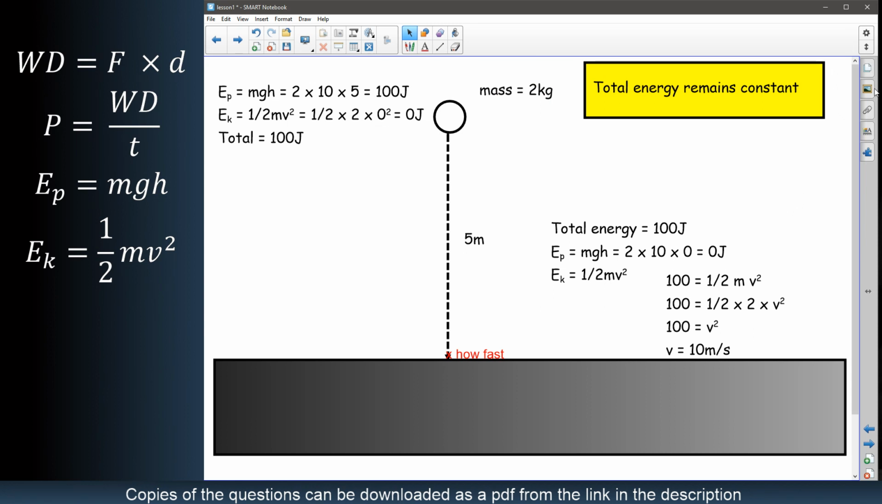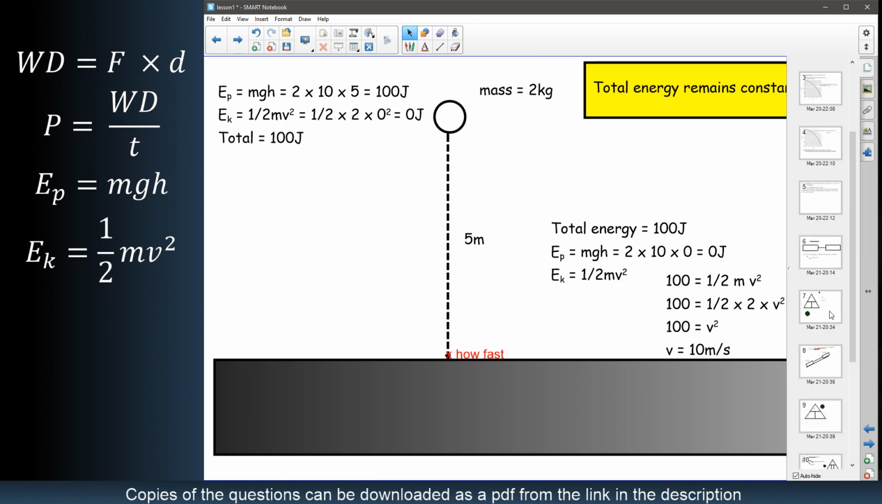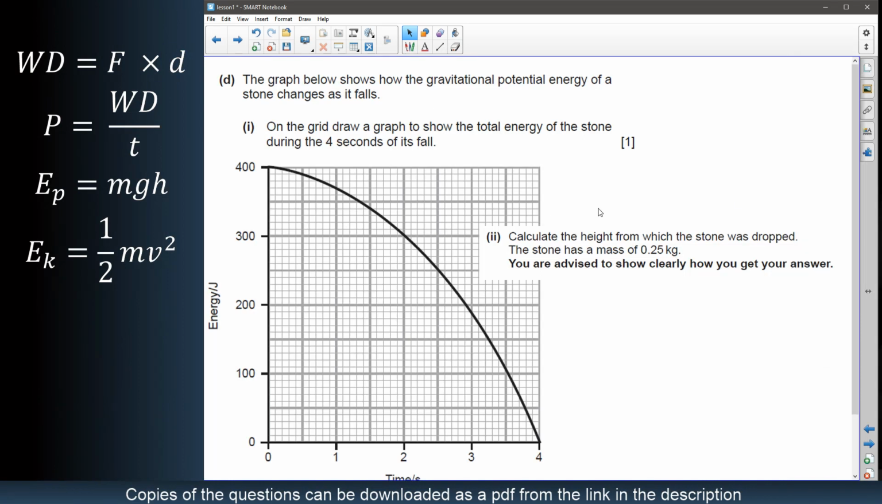Total energy remains constant. Right, so it doesn't change. So this is all very interesting about potential energy, but the total energy remains constant. So when you're drawing this line, you simply draw a line that it had 400 to start with, and therefore it continues to have 400.